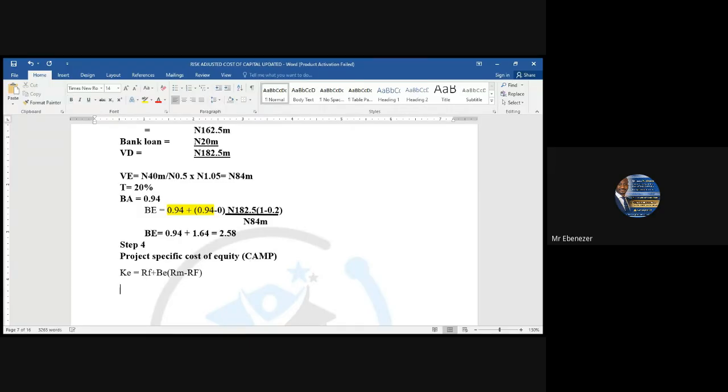What do we have? KE. What is the risk free? 4. Plus 2.58. What is the market return? 10. 10 minus 4. So what do we have? What is the cost of equity? Risk adjusted cost of equity? 19.48. Now I want to also, we need to pay attention.